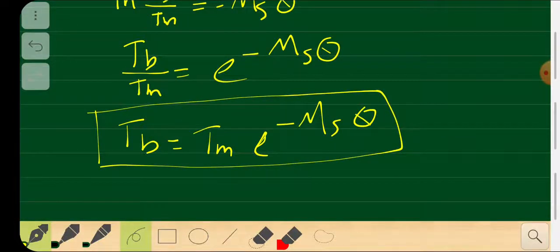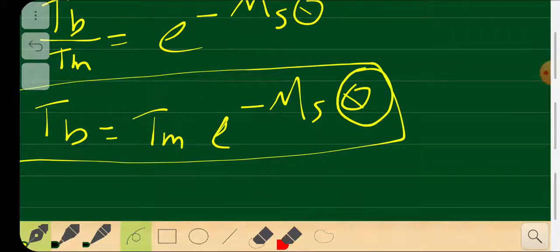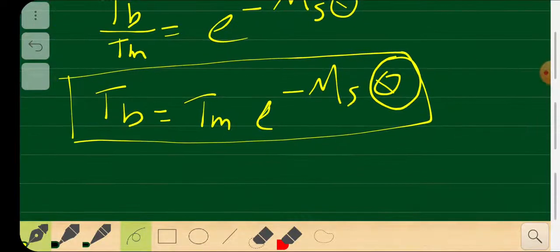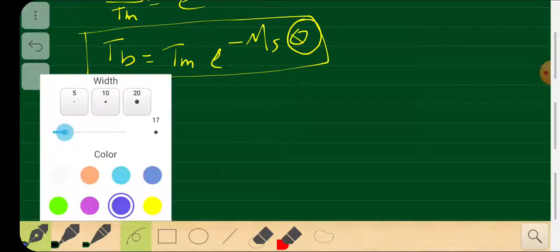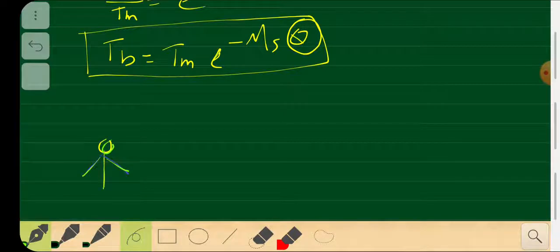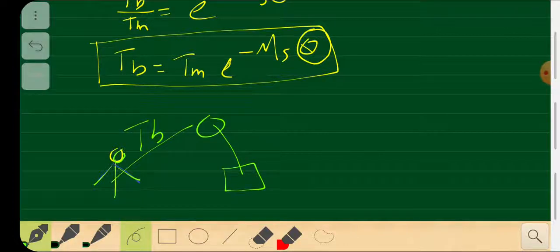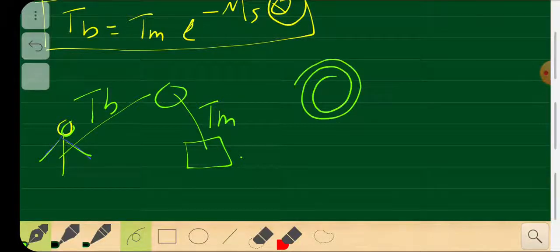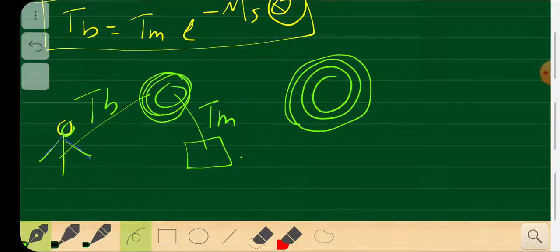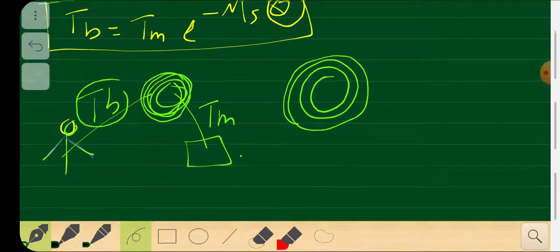So what this equation gives is that as theta increases, the tension of the boy will decrease exponentially. The boy is holding the mass from this side, and there is a rope and the mass is just like that. If you hold the mass, TB will exponentially decrease compared to TM. The tension in that string decreases when you increase the rotation of the rope around the pole. If you rotate the rope around the pole more, the tension TB will decrease exponentially. That's what it says.